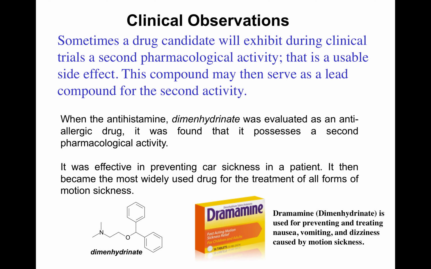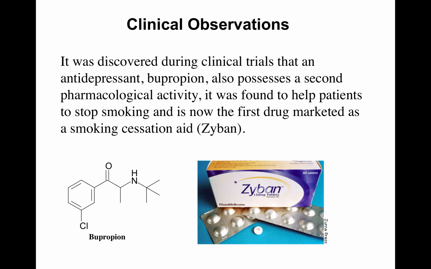So you can see here that it's not always what you actually originally tried to get the drug to be indicated for, but sometimes it has a secondary pharmacological activity, like for instance in the case of Dramamine, and it's now currently being used in motion sickness. So that's another way that through clinical observations you can identify new lead compounds.